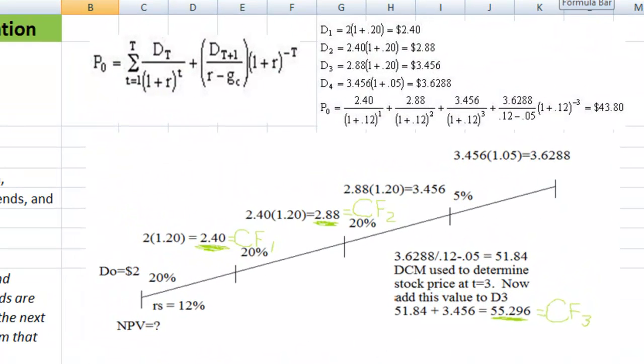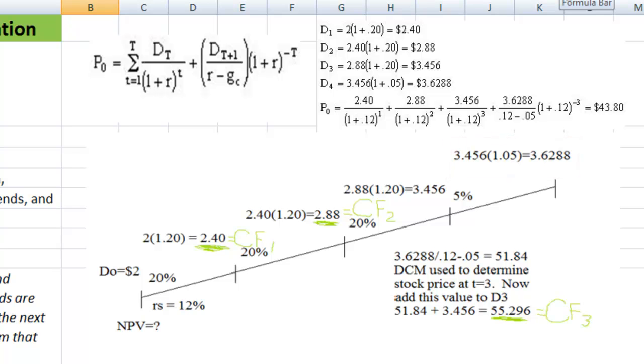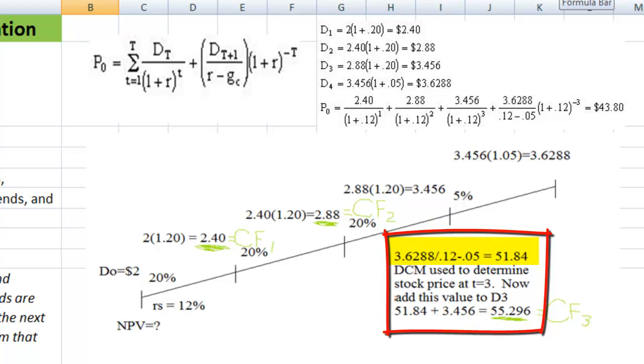Now here it is again. I've already calculated D0 is $2. D1 would be 2 times 1.20, or $2.40 here. Multiply it by 20% growth again, 2.88. 20% growth again, 3.456. And one last time, it is now constant at 5%, and I can multiply it by 1.05 and get 3.6288. And I mentioned earlier that I can divide that terminal dividend by RS minus G and get the terminal value here.